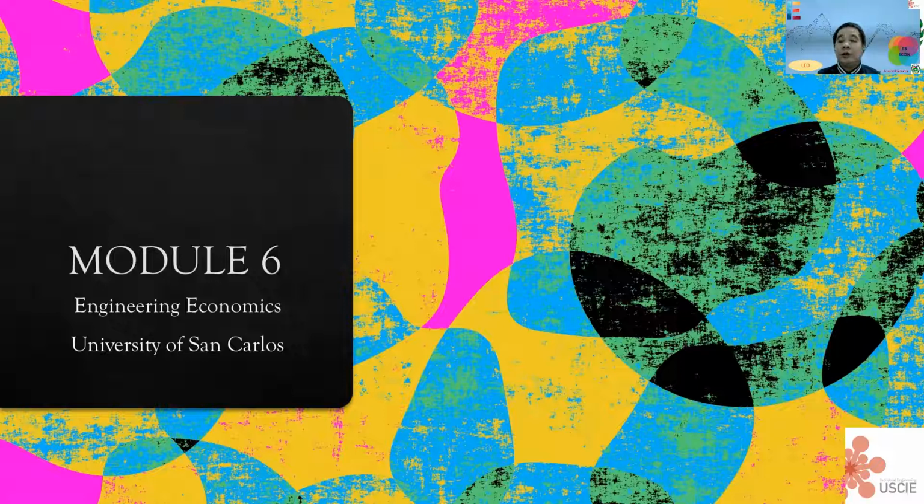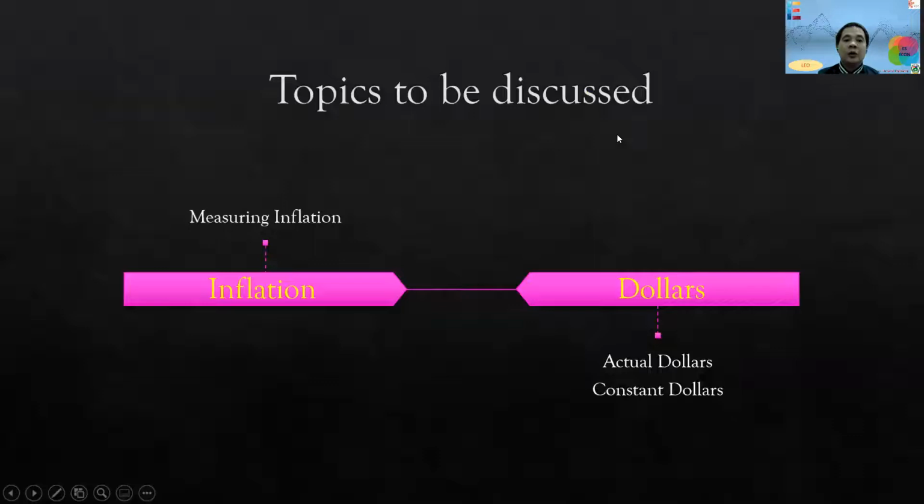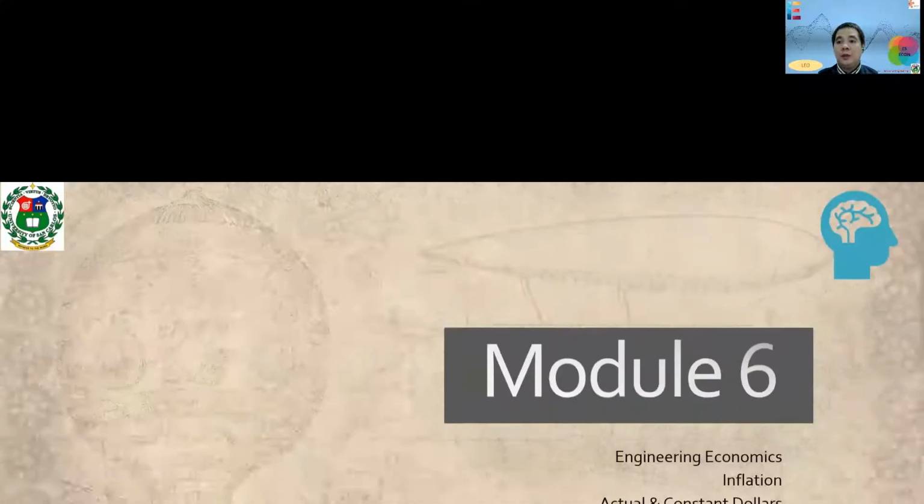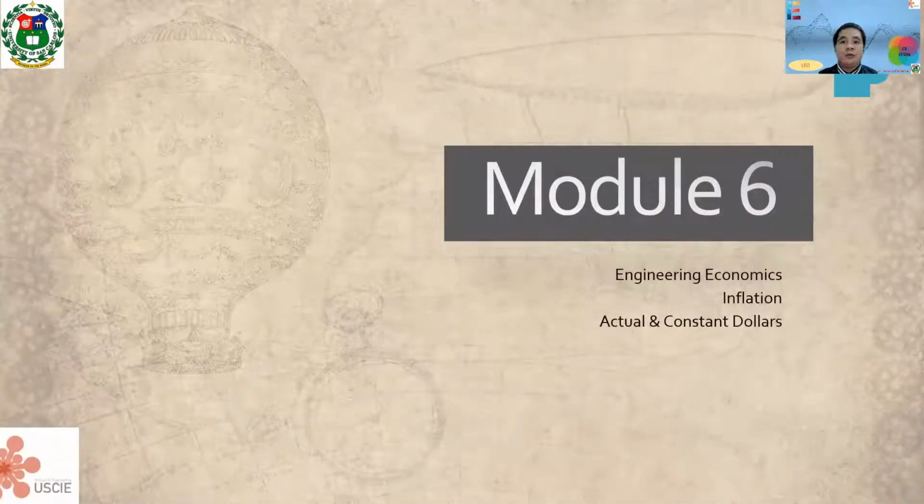So the topic on this module is basically inflation rate. What are we trying to discuss on this module? Number one, we are trying to discuss what is inflation rate. And number two, how do we measure inflation? And number two is dollars in actual or in constant dollars. So I'll proceed to the discussion on the module.